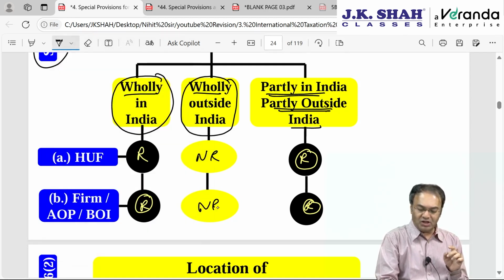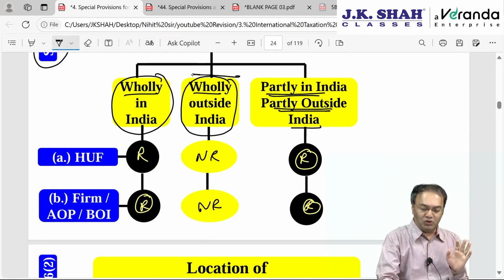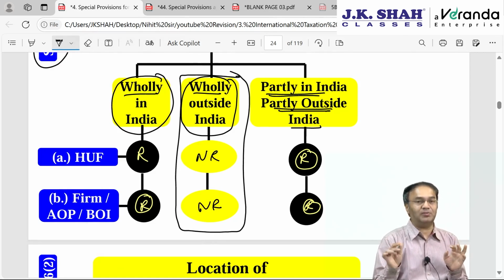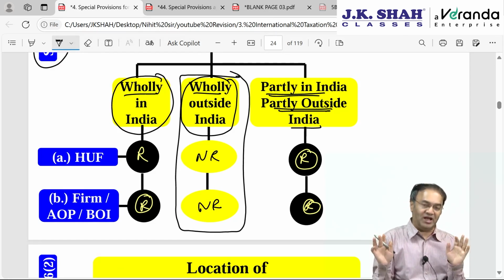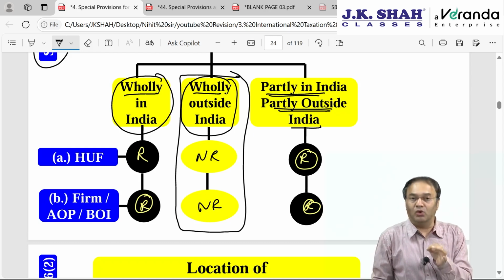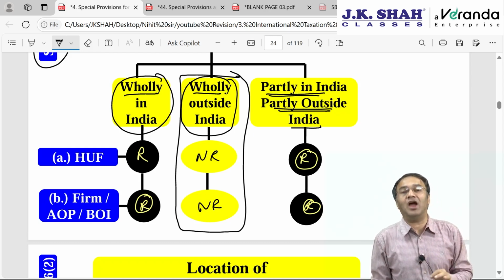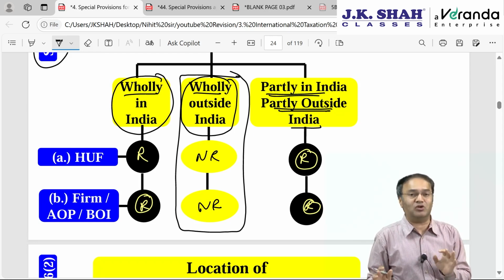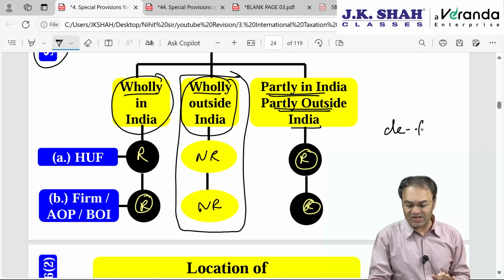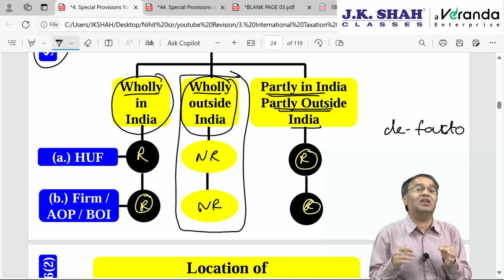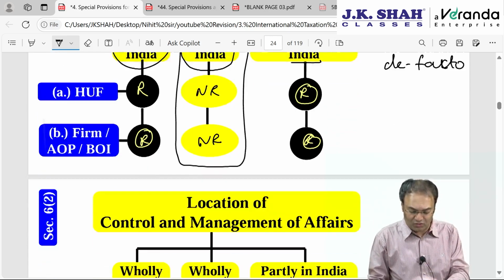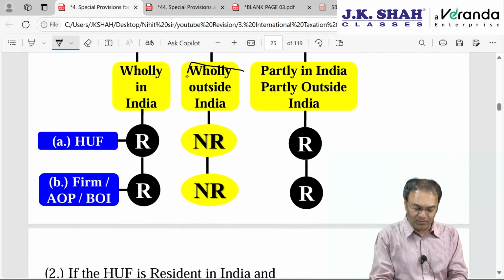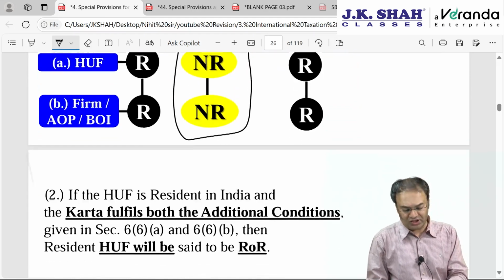So the only possibility you need to remember from an exam perspective is when these persons will be non-resident. Remaining all is a fill in the blanks: everywhere it will be resident. The only way of becoming non-resident in India is to have the management and control wholly outside India. But which control, which management? The answer is de facto control. De facto means actual control, not only the power or right to control the management and affairs of the HUF, but having the actual control, the person who exercises the actual control. So just remember: management wholly outside India, then non-resident, otherwise resident.